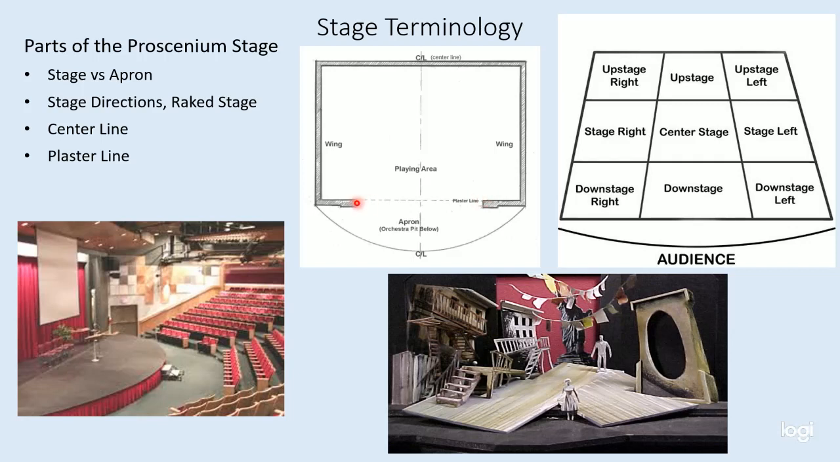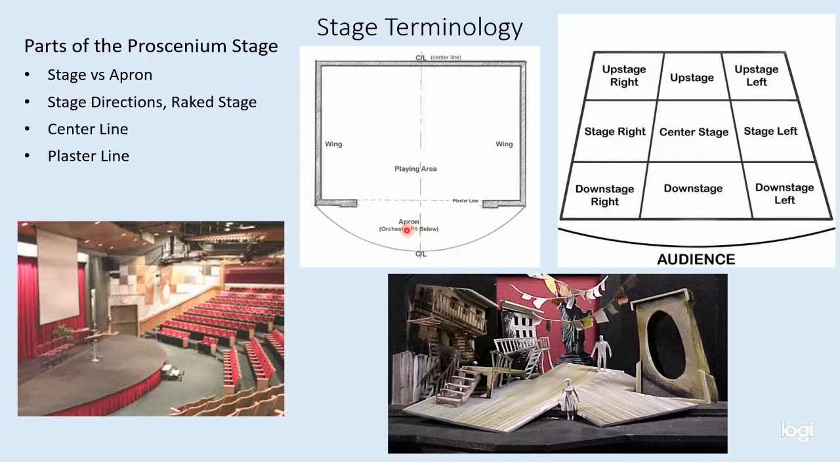So it is the edge of the plaster of the proscenium. It's a demarcation, if you will, between the stage and the apron. It's also a very useful place for us to measure.